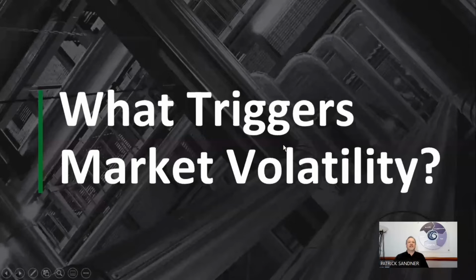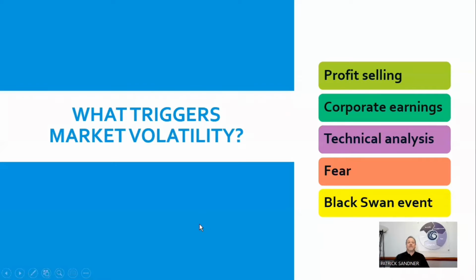Great. So let's jump into it. What triggers market volatility? Well, there's really 5 different things that can trigger market volatility, and that starts with maybe profit selling.